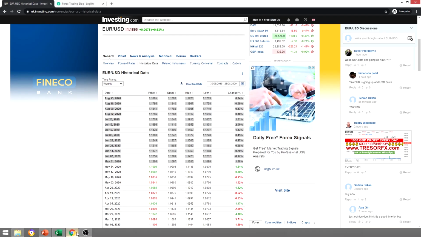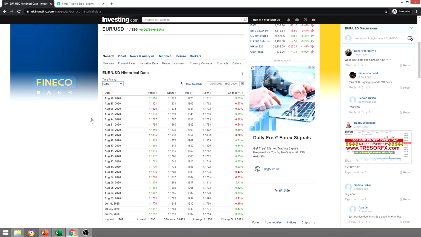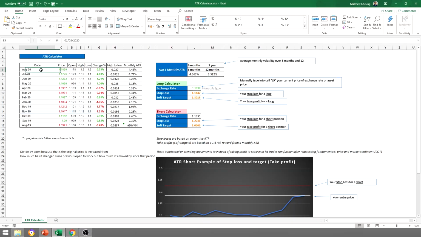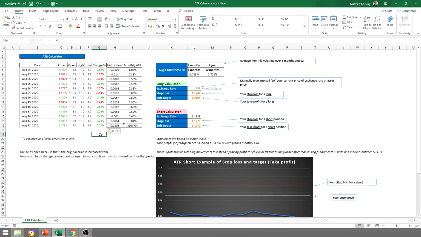Let's go ahead and try the daily data. So go ahead and get the past 13 days of data, go ahead and paste it into here, and what do we have? We have an average daily ATR of 0.75%. So on average, on a daily basis, Euro USD only moves 0.75%. That's not even 1% per day. So that means that you're setting your stop losses at a much lower percentage, which you can see over here.